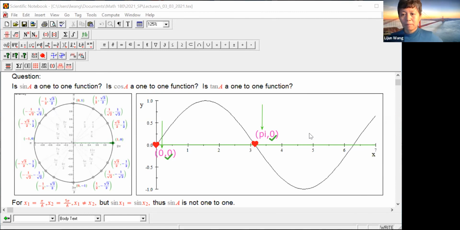Do you guys follow me? That is the so-called horizontal line test. A lot of my students know the horizontal line test, but they don't know what it means. So now I hope you know what it means. Different input, this is X1 and this is X2, the same output. So there are many counterexamples to counter the claim that sine is 1 to 1, because sine is not. Do you follow me?